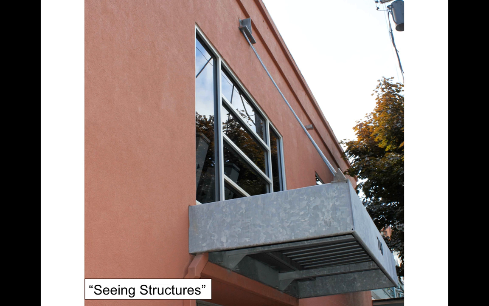For this class, I would like you to start seeing structures. In a sense, this is a process of training your eye to be able to see structural configurations. Even in this fairly bland photo of a canopy over a doorway, we see that the base of the canopy is fixed to the wall, and we see a cable or rod that supports the front end of the canopy.